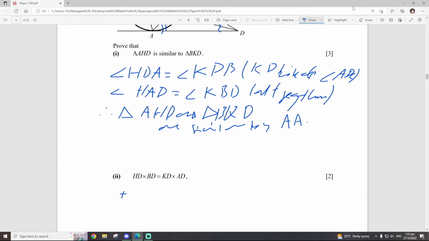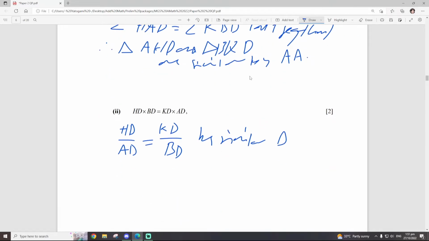So HD over AD equals, you will realize that this is the same as KD over BD by writing the corresponding sides of a similar triangle. Then expanding this will give you the result. HD times BD equals KD times AD. Quite simple.